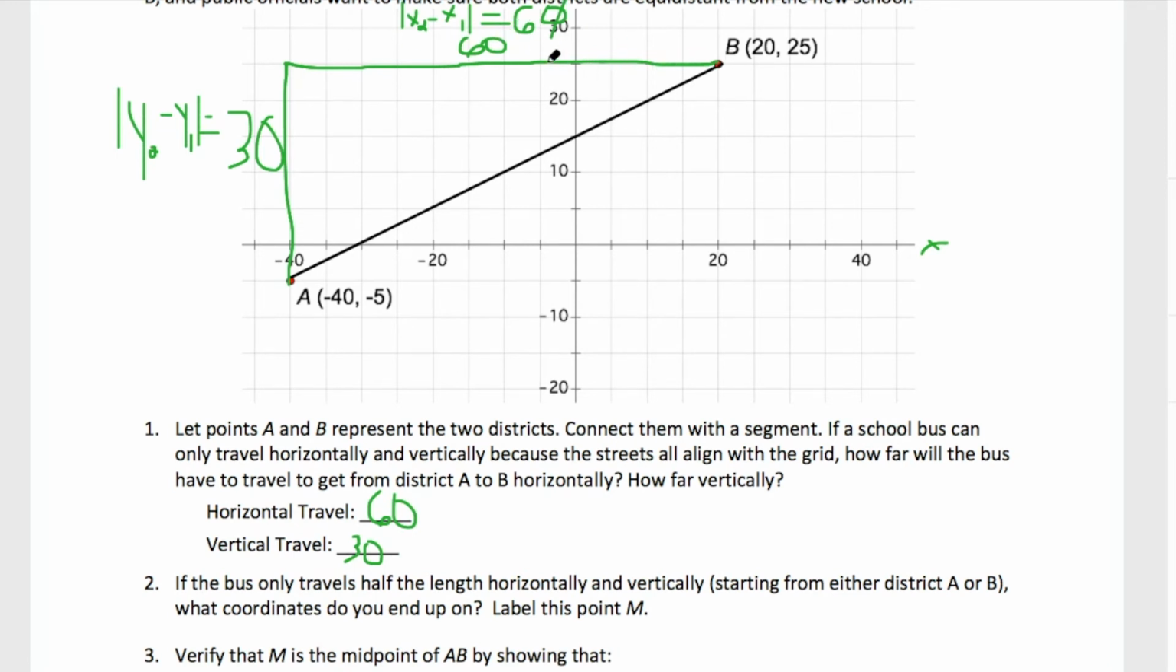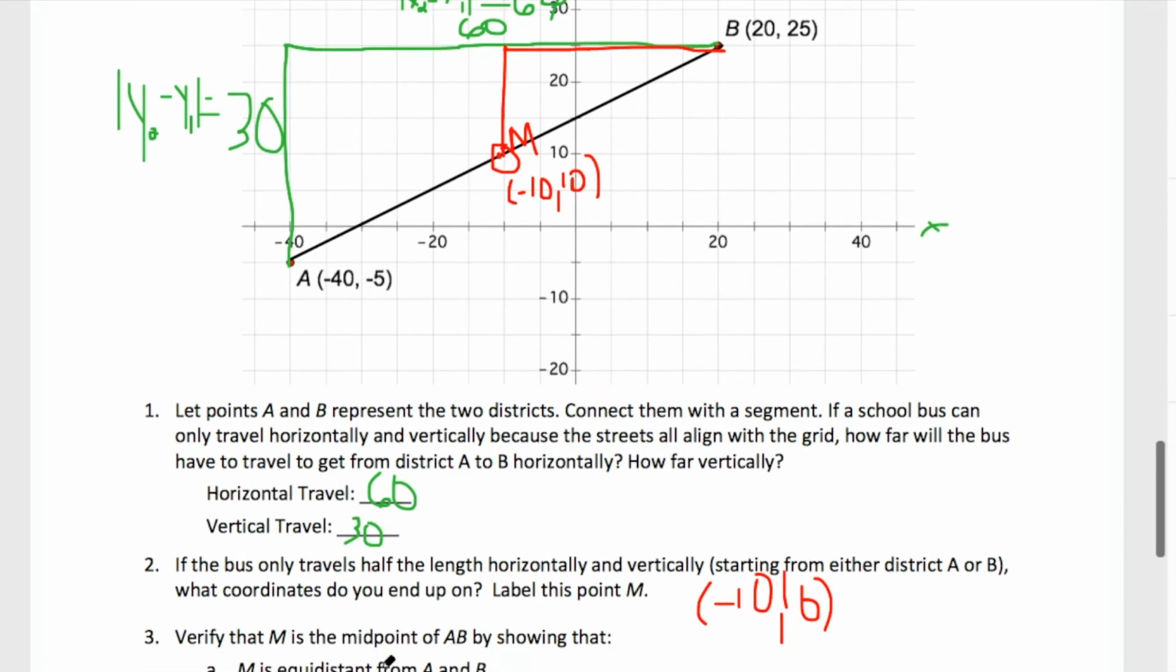So if this is 25 here, ooh, 20. We're starting at 20 right here, and then we want to go 30 from 20, so that would bring us to negative 10. So this would be half the distance here. And oh, look, did we actually end up on the midpoint? Let's see this one here. This point here would be negative 10, positive 10. That's the coordinate you end up on, and I'll label it point M. Is that the midpoint? Ooh, it might be.